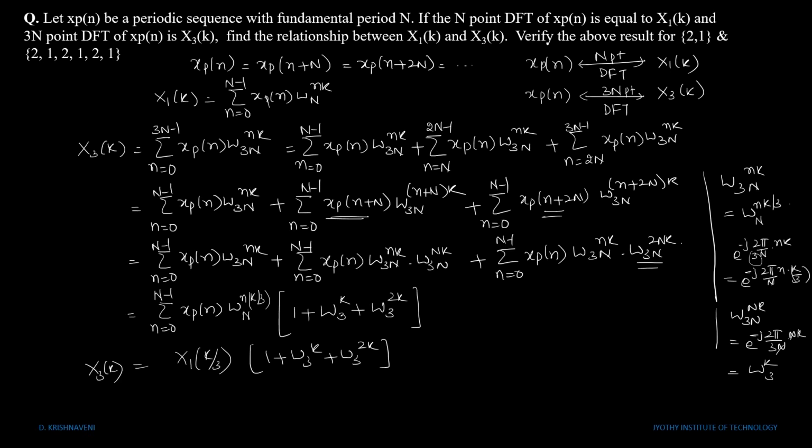Now the second part of it is verify the above result for the sequence 2 1 and 2 1 2 1 2 1. So we have x of n as 2 1. Two samples are there, so find out the 2-point DFT, because N is equal to 2. So this will be summation n is equal to 0 to N minus 1 x of n W_N to the power of nk. So that will be equal to, you substitute n is equal to 0 and n is equal to 1. So 2 plus W_2 to the power of k.